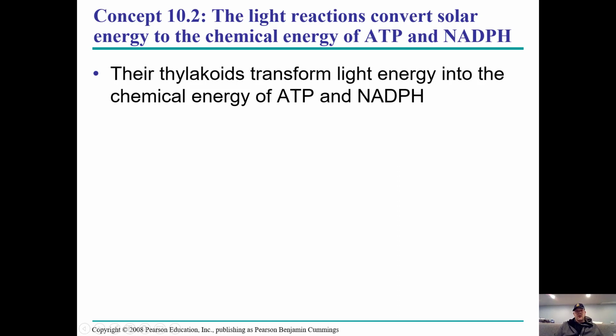All right, we're back with the light reactions of photosynthesis. So the light reactions are going to be mainly focused in and around the thylakoid. The thylakoid is going to take light energy and convert it into chemical energy.